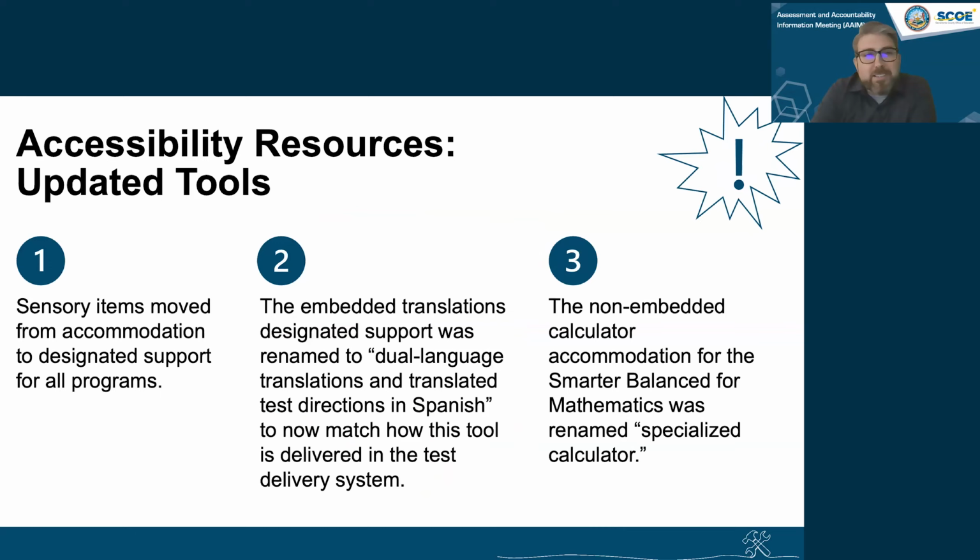Okay, next up, we'll be talking about some updated tools. Sensory items this year have been moved from an accommodation to a designated support for all programs. And probably the most common example we can give you are things like fidget spinners. Also, the designated support embedded translations, known previously as Spanish stacked dual language, has been renamed to dual language translations and translated test directions in Spanish. This now matches how this tool is delivered and actually appears in the test delivery system.